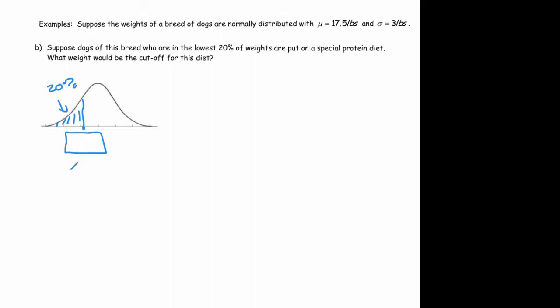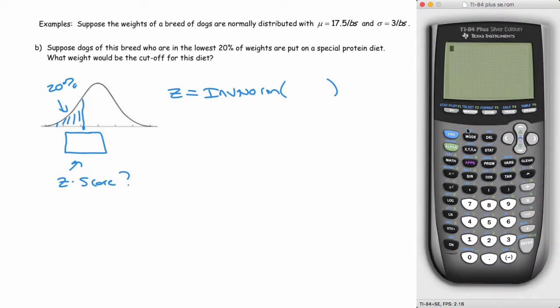So our z-score is going to require the inverse norm button. So inverse norm, and this time, again, the inverse norm button always returns area to the left. So it always corresponds to area to the left. I'm going to put in 0.20 this time. And if you do that, you get negative 0.842.